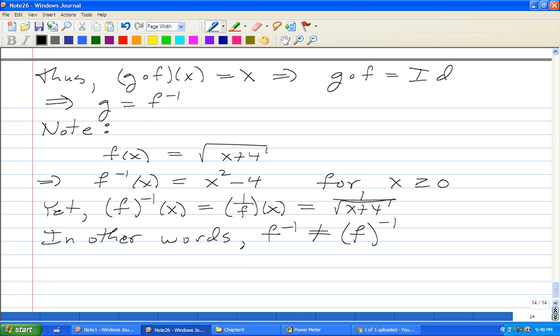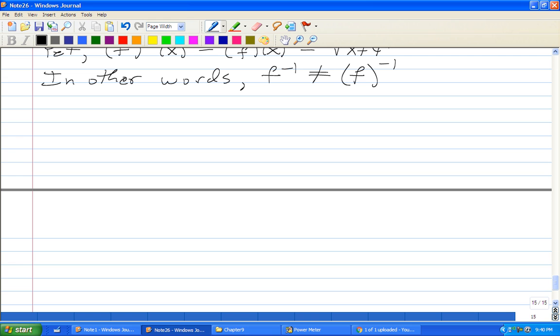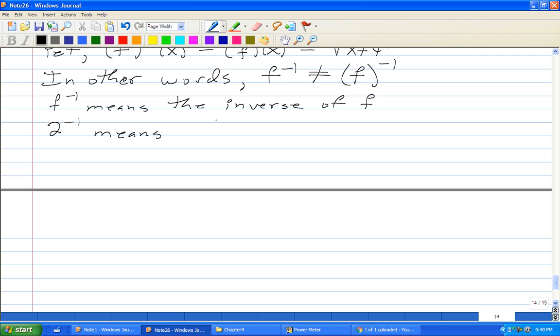So f superscript -1 means the inverse of f, where we're talking about composition. 2 to the -1, however, means the reciprocal of 2. And so that means 1/2. And so notice that one is an inverse function. It's sort of undoing what you did. And the other one is a reciprocal.